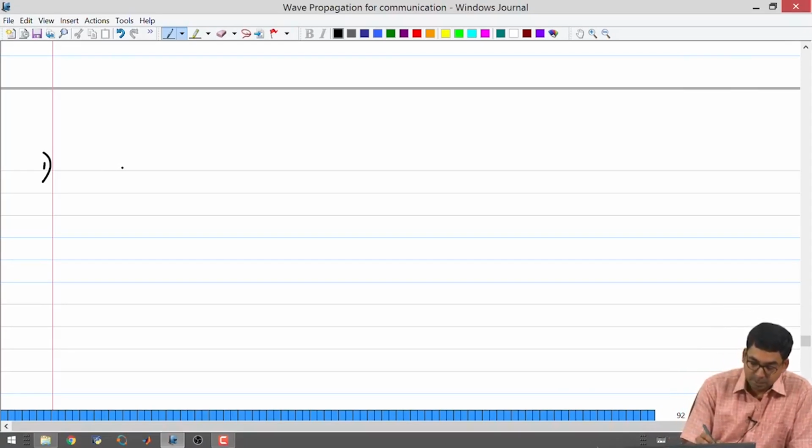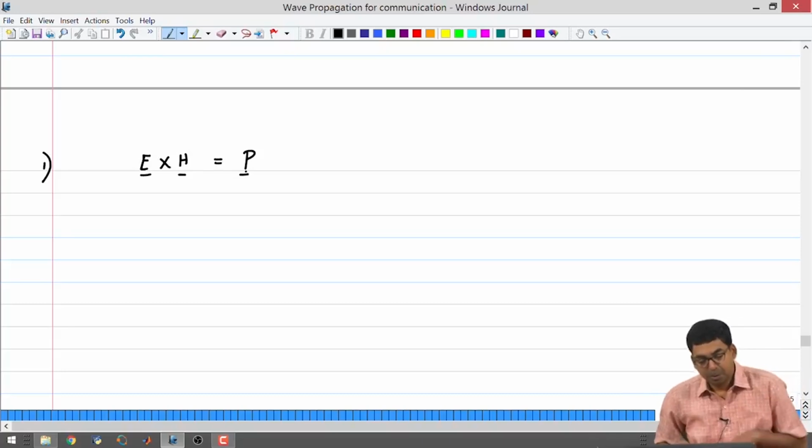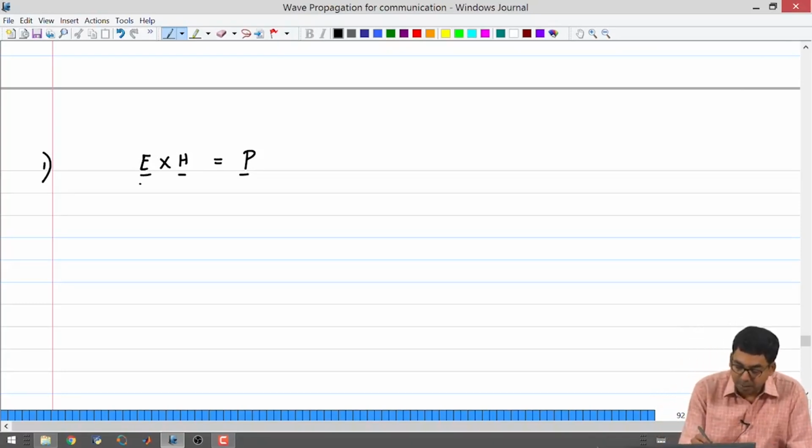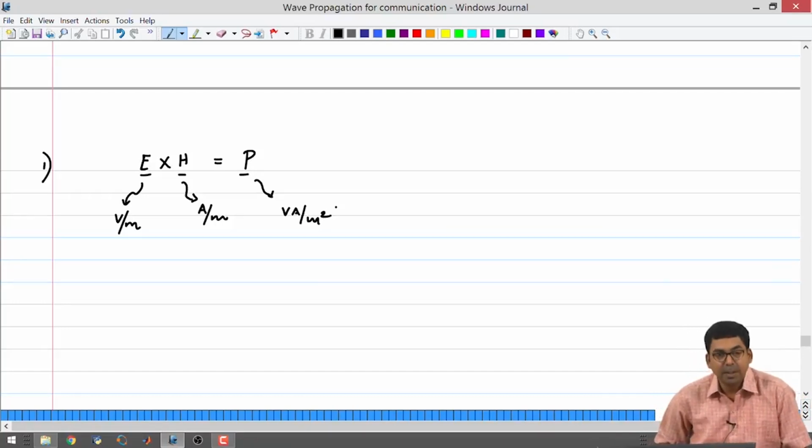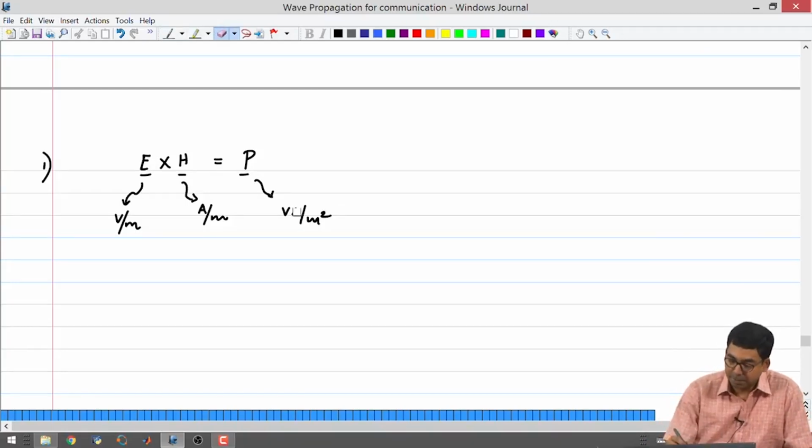Towards the end of the previous lecture, we just wrote down that E cross H is equal to P, where the unit of electric field is volts per meter and the unit of magnetic field is amperes per meter, and the unit of the right hand side quantity is volt ampere per meter square. But if the phase difference between the electric and the magnetic field is 0, you could always write this down as watts per meter square.